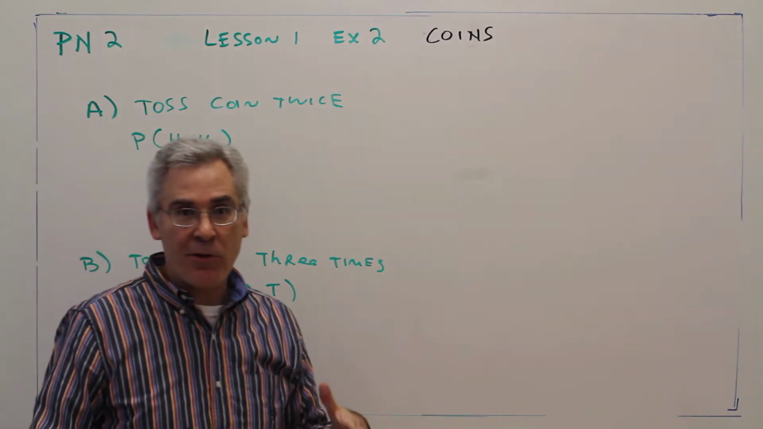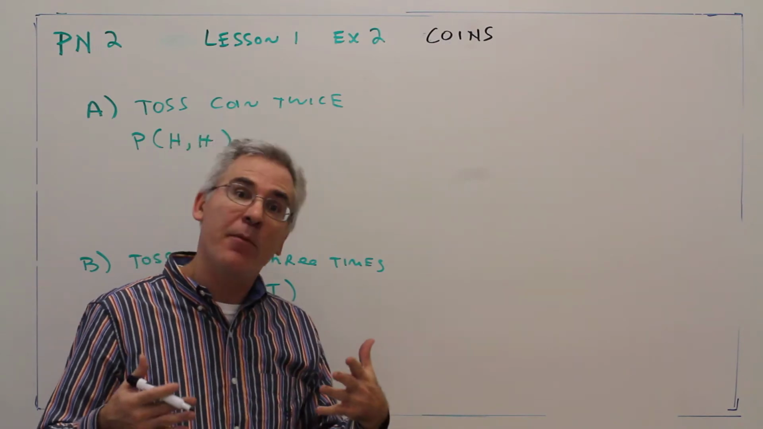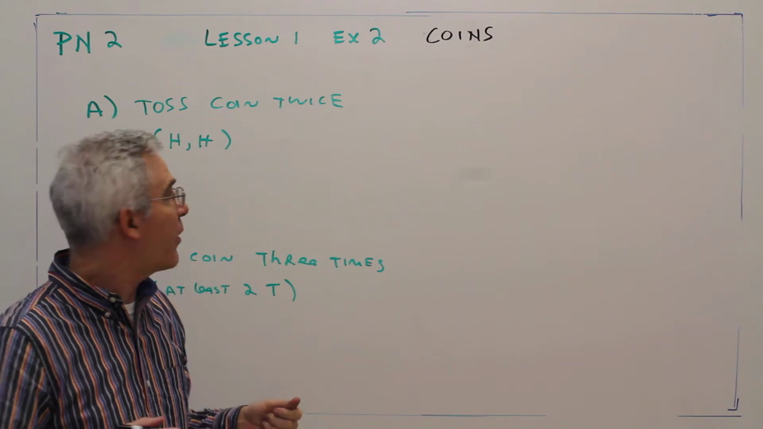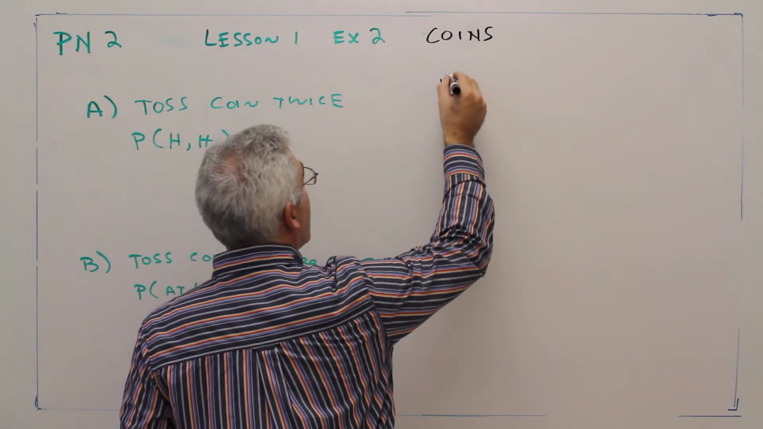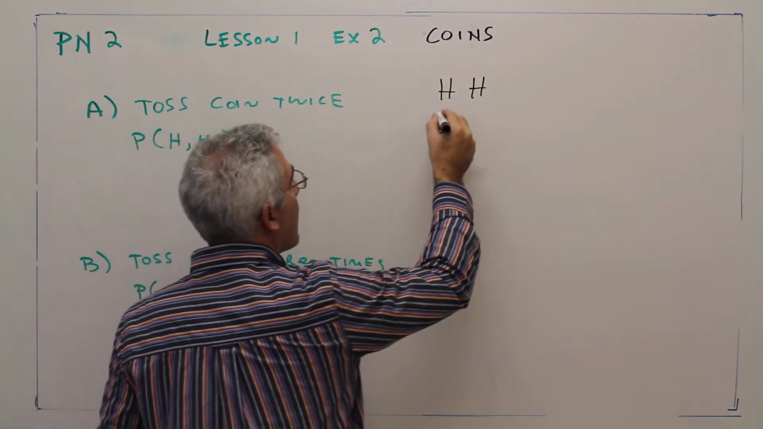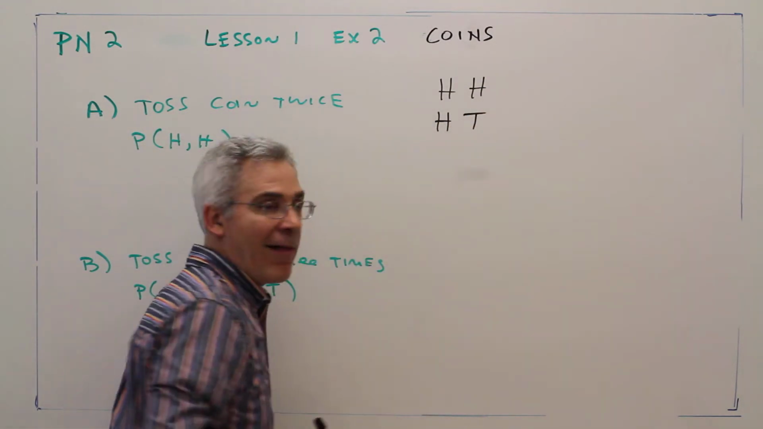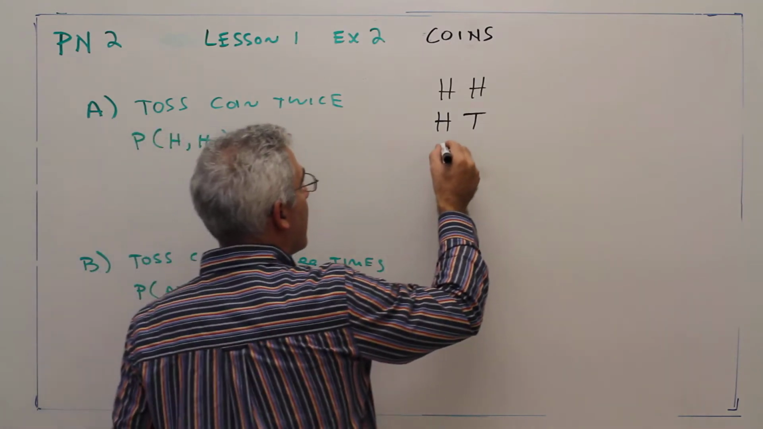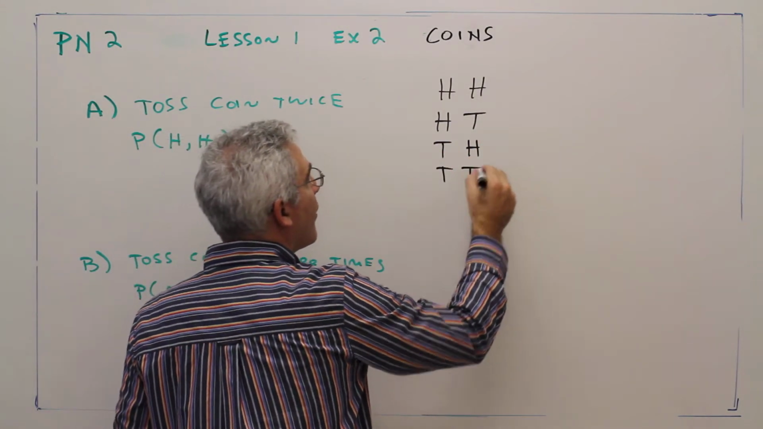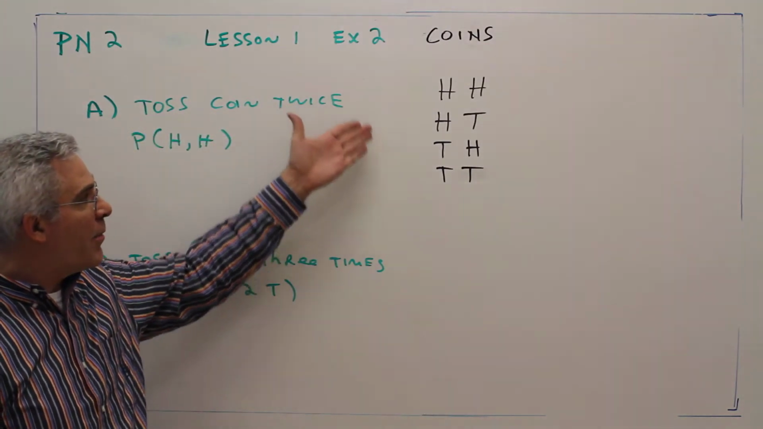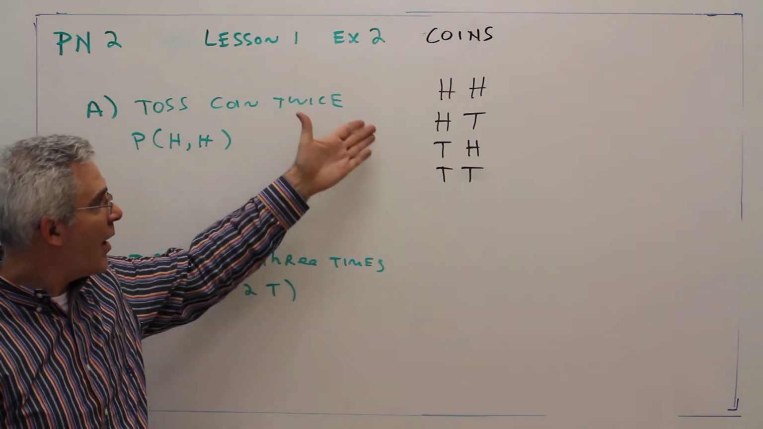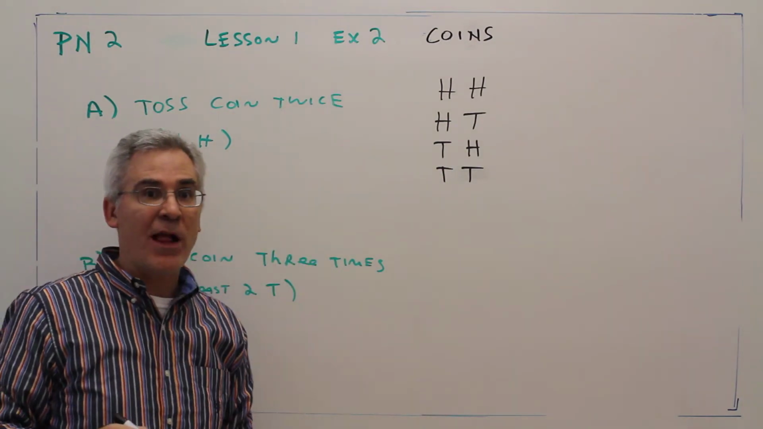Later on we'll find a way to do it easier, but for now we're going to learn how to make a list. So let's make a list of all the possible outcomes. It could be heads followed by heads, heads followed by tails, tails followed by heads, or tails followed by tails. You want to be systematic in the way that you make your list so you're complete. Okay, so those are the four possible outcomes.